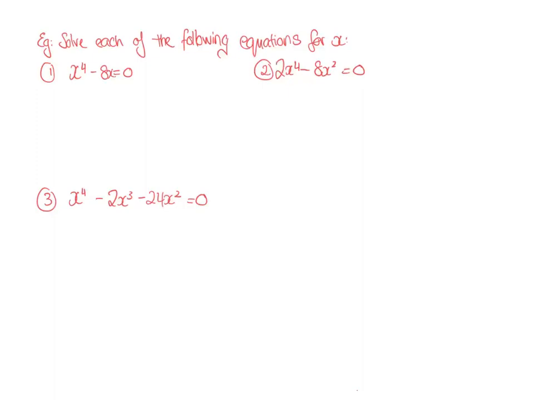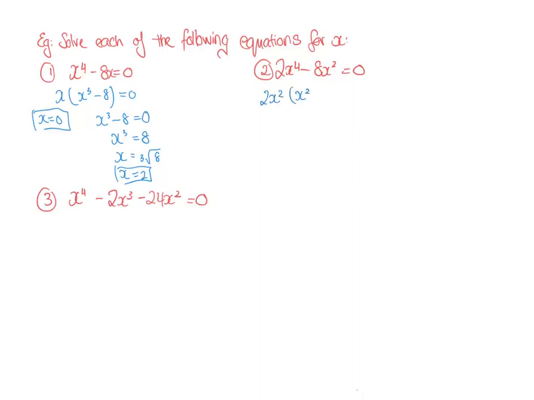Okay, if we're asked to solve each of the following, just like anything, we factorize it. So x is common here, so I get x cubed minus 8 equals 0. Alright, with example 2, 2x squared is common, so we're left with x squared minus 4 equals 0.